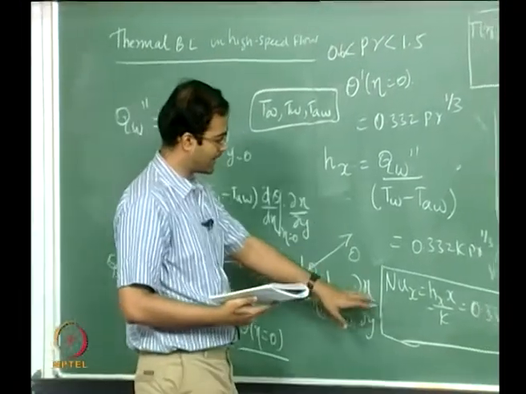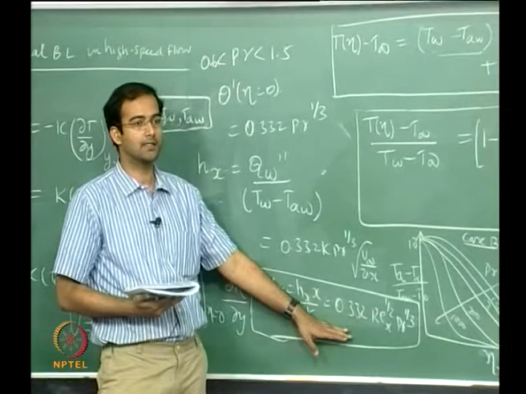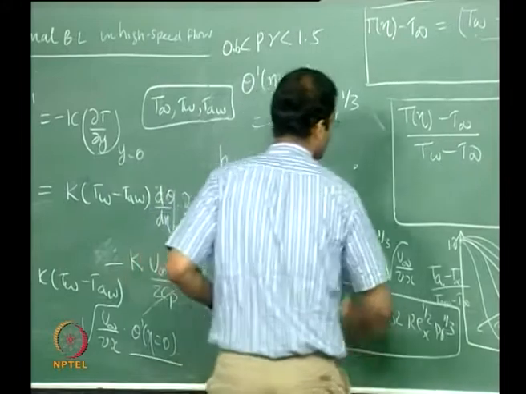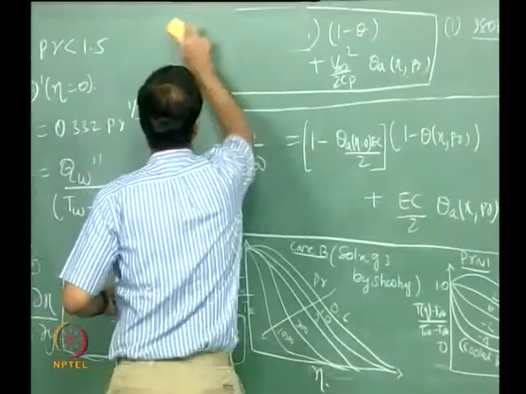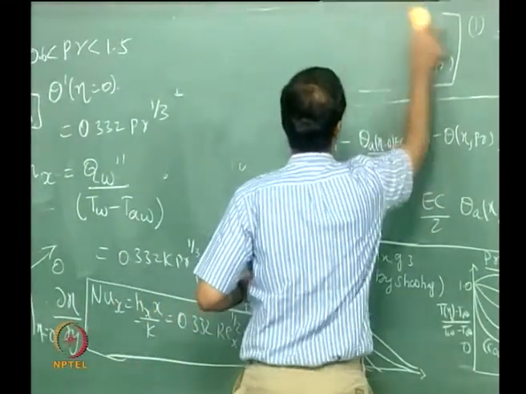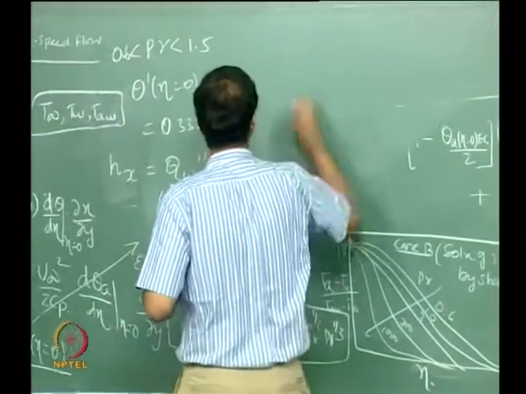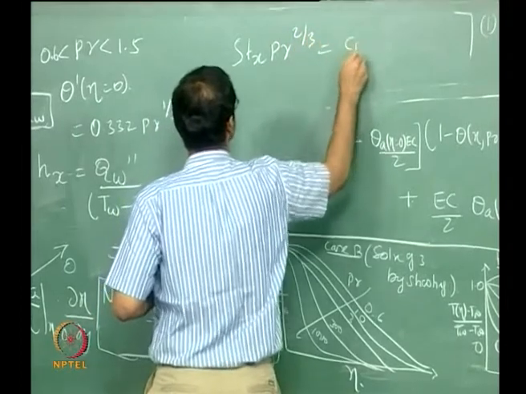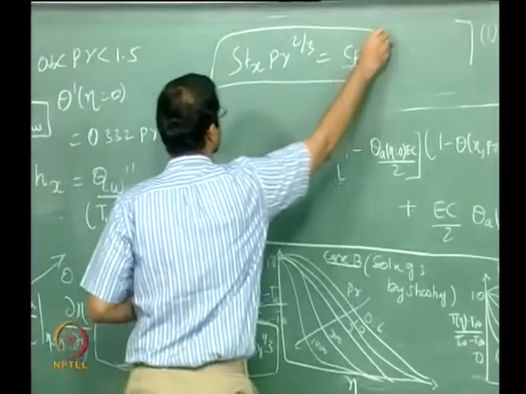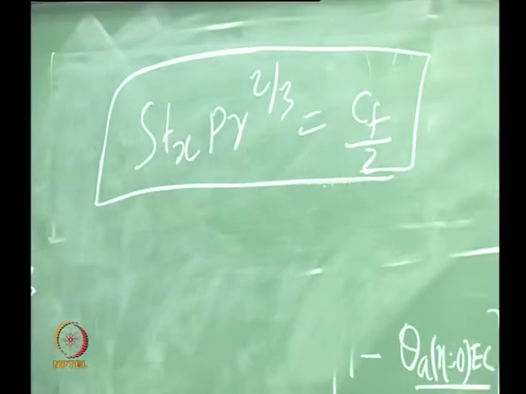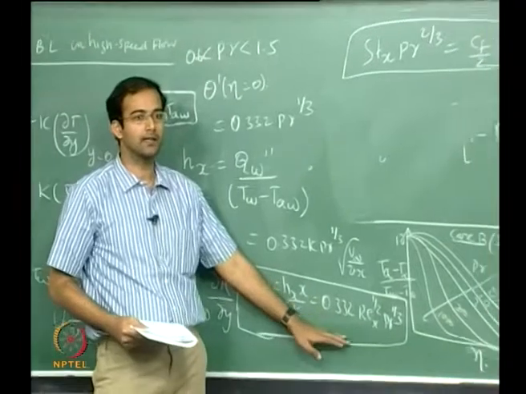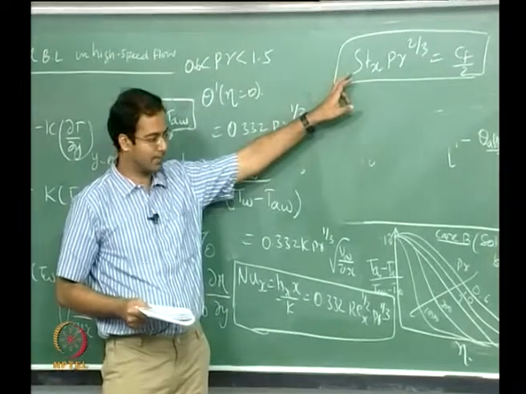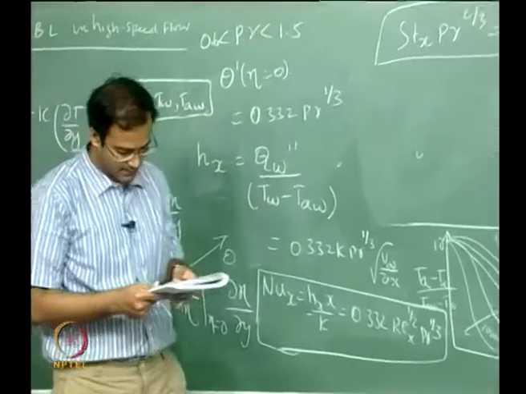So therefore, since you are arriving at the same correlation, your Reynolds analogy is still valid. Okay, so the Reynolds analogy which says that Stanton number is equal to Cf by 2 for Prandtl number of 1. Okay, for otherwise your Stanton number times Prandtl number to the 2 by 3 is equal to Cf by 2. So this is still valid for high speed flows also, because for Prandtl number equal to 1 you will still retain the same expression between Stanton number and Cf. So therefore the Reynolds analogy is still valid.